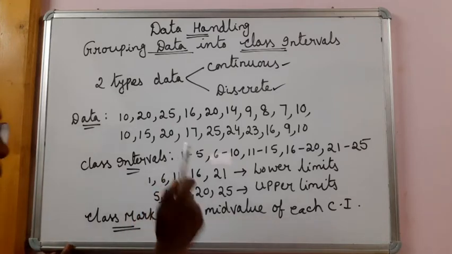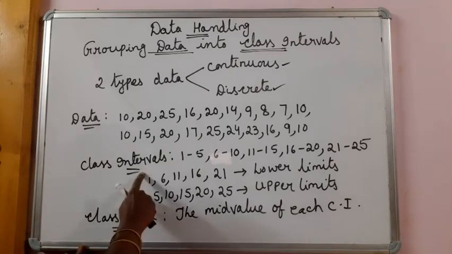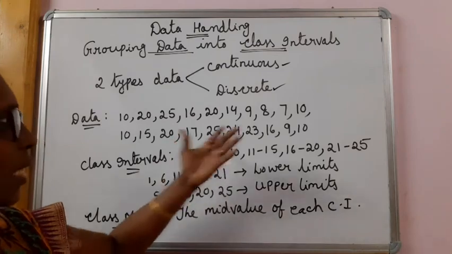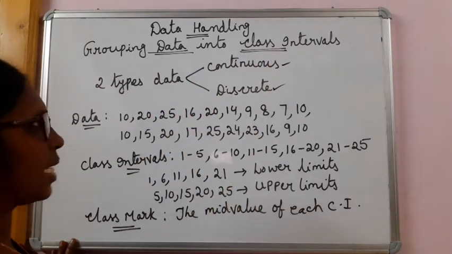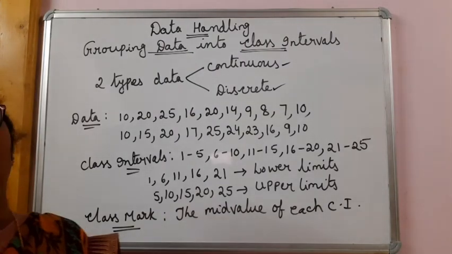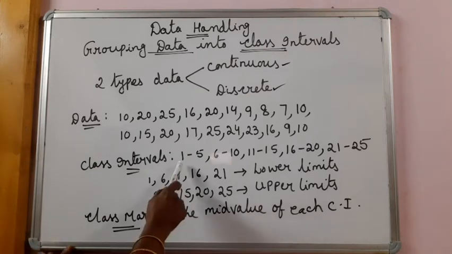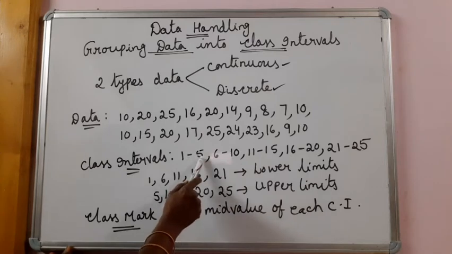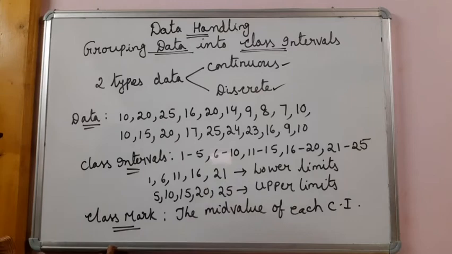Actually, about class size, the class size or class width, you are going to learn when I explain the other type of class interval. Here, grouping data into class intervals, I said, again there are two types of class intervals. One is overlapping, the other one is non-overlapping. Here we can see nothing is overlapping. Upper limit of the first class interval is 5. Lower limit of the second class interval is 6.